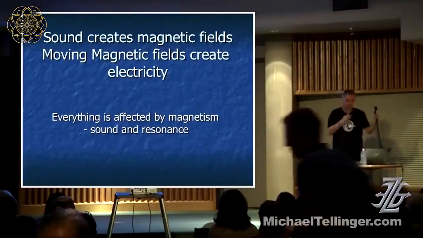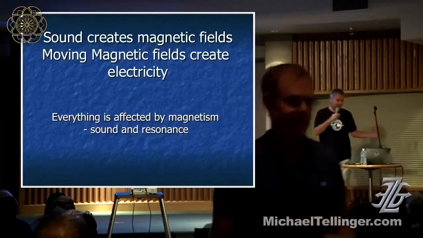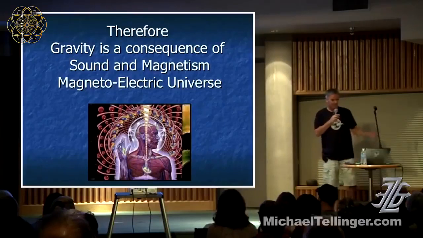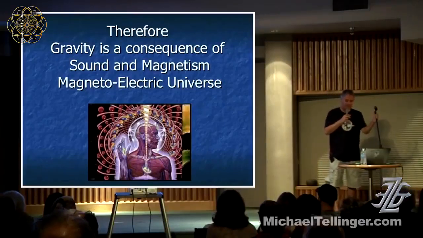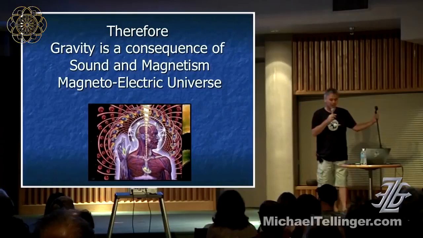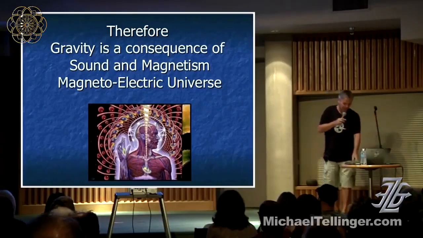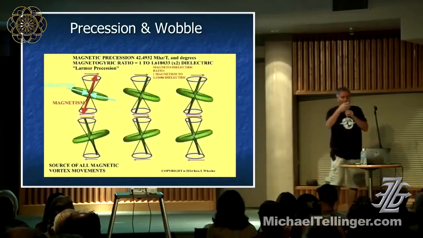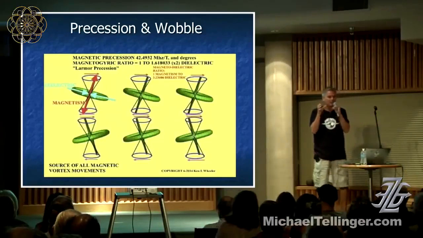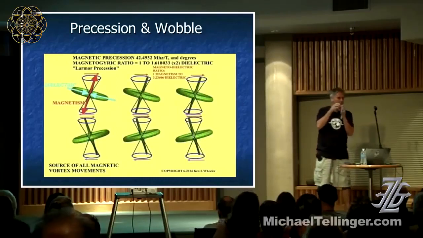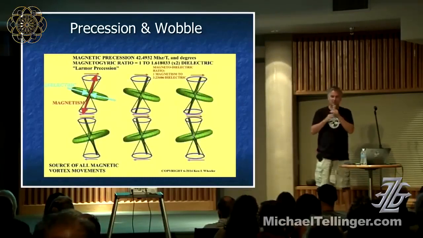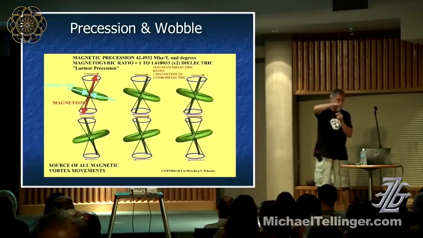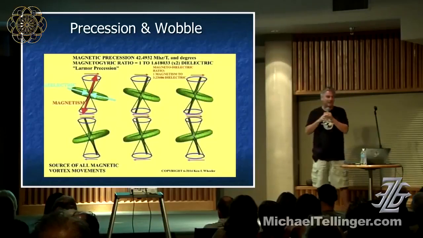Sound creates magnetic fields, moving magnetic fields create electricity. Everything is affected by magnetism, sound, and resonance. And therefore, gravity is a consequence of sound and magnetism, and this is why it should be called the magneto-electric universe and not the electromagnetic universe. Even the precessional wobble of our planet. Remember, we talk about the precession of the equinoxes, this 26,000-year wobble. Even that can be explained with magnetism, because magnetic fields have their own precessional wobble, like is explained here.